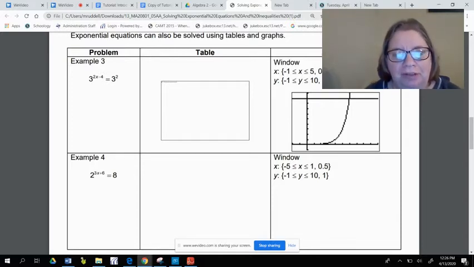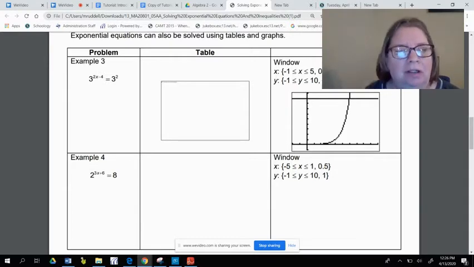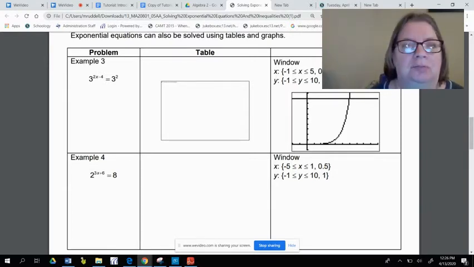I'm going to show you the table on the TI. I know that you probably do not have a TI at home, most of you, but I want to show you what the table looks like on just one of the problems. And then we'll just look at the graphs and how you do that with Desmos.